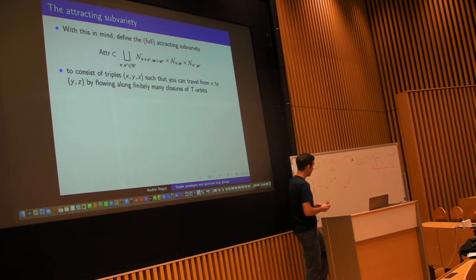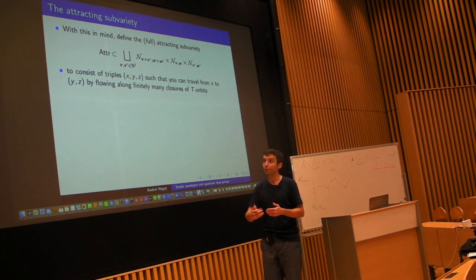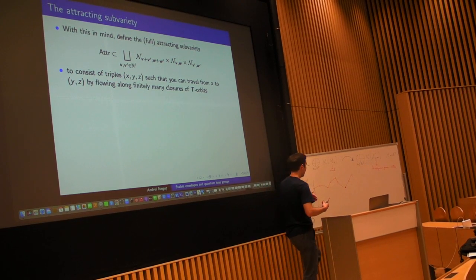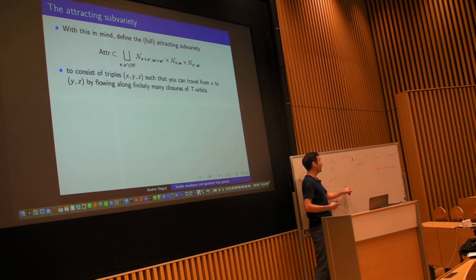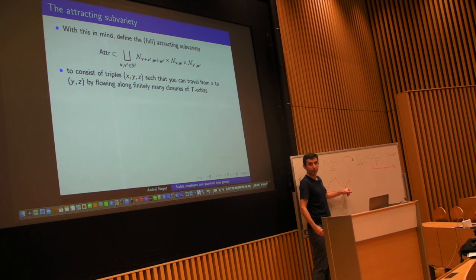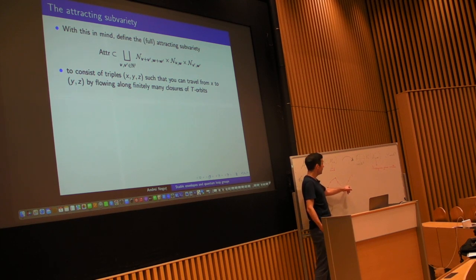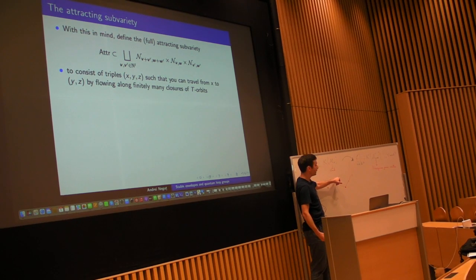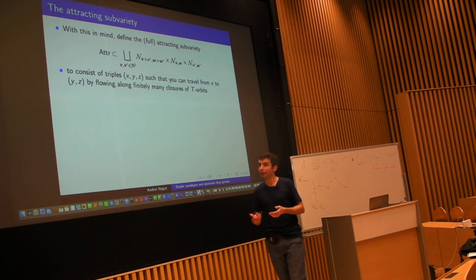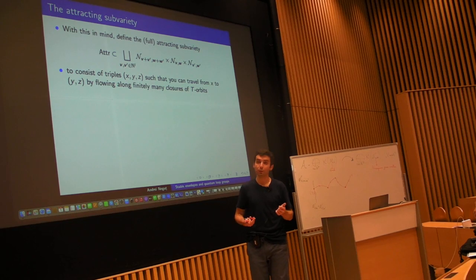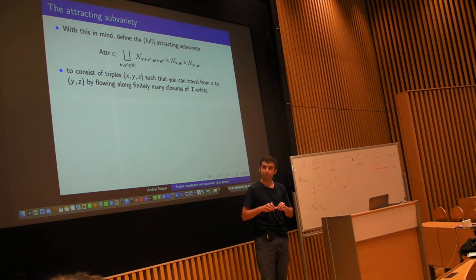So the meaning of this is that if you start from x and you turn on the t action, then you take the limit as t goes to zero, and you might find yourself falling into this point. Now, if you continue acting with the torus at this point, you will stay there, because it's a fixed point, it's a limit. But you are allowed to slightly perturb it, and then continue the flow line from the perturbation, and then you might land in a different fixed point. And you do this finitely many times, and you might end up in y comma z. So by definition, ATTR is the set of triples x, y, z which are connected by this kind of geometry which I'm drawing on the board. Somewhat intuitive.